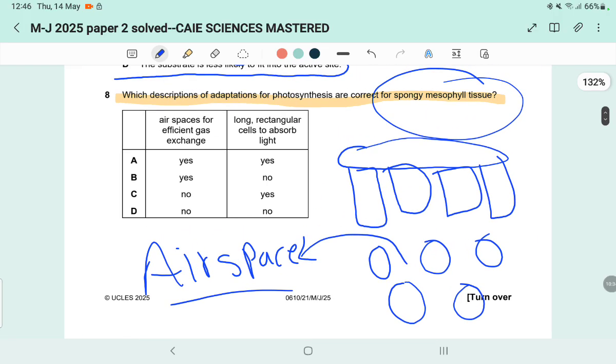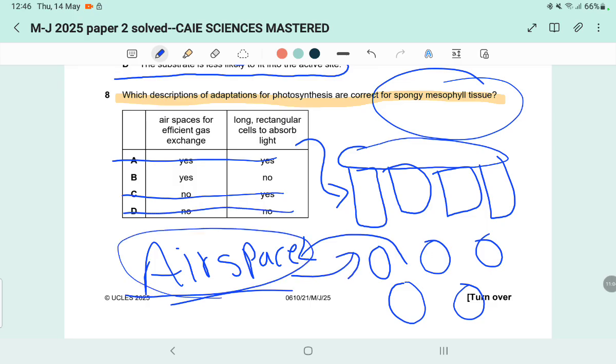You will tell me, but why are long rectangular cells to absorb light not correct? Basically, because these are palisade mesophyll cells, which the examiner is not referring to, so of course we're going to discard it. So here will be wrong, and here will be wrong. And in letter D, no, it's not like that. It has an airspace, and the evidence is here in that drawing. So airspace for efficient gas exchange, the answer will be letter B.